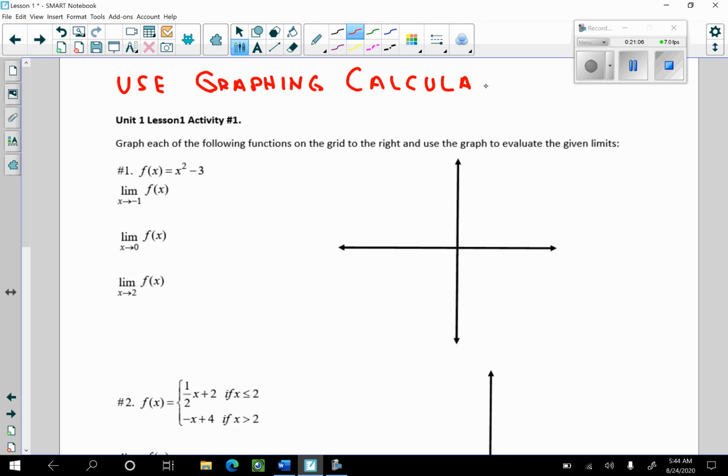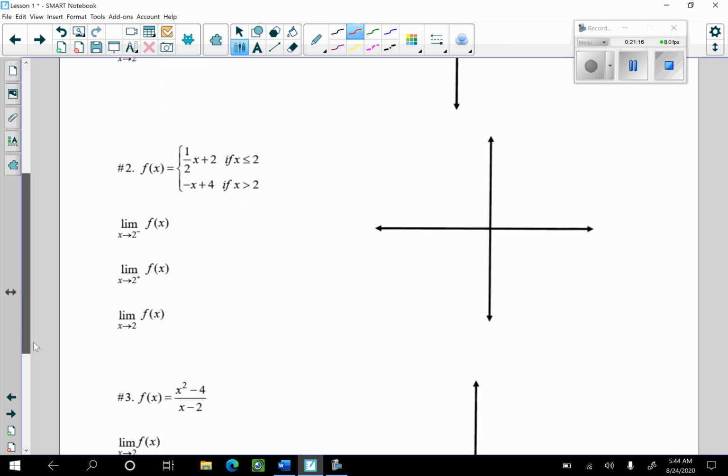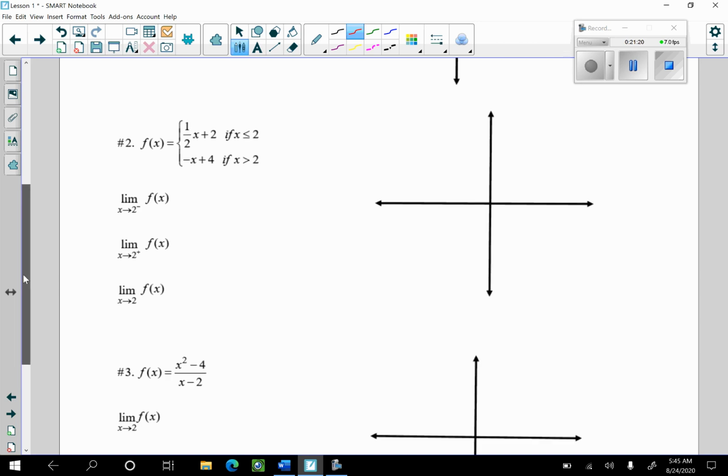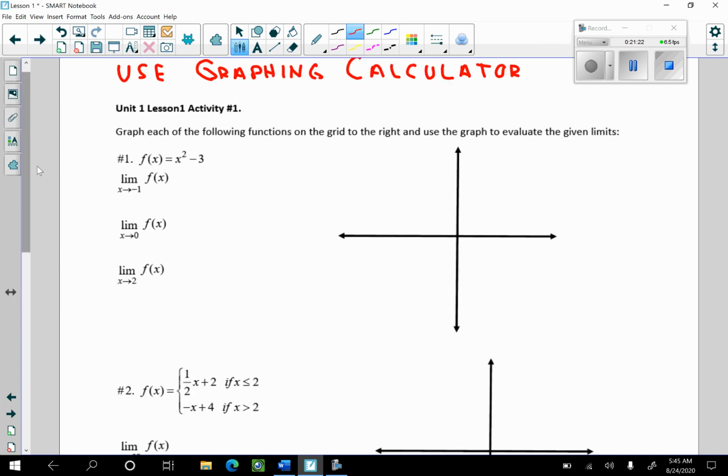See if you can evaluate these limits. You have your textbook. You're going to have 3 examples: example 1, example 2, and example 3. Number 1 is a rational function, number 2 is a piecewise function, and number 3 is just a quadratic. You give those a whirl.